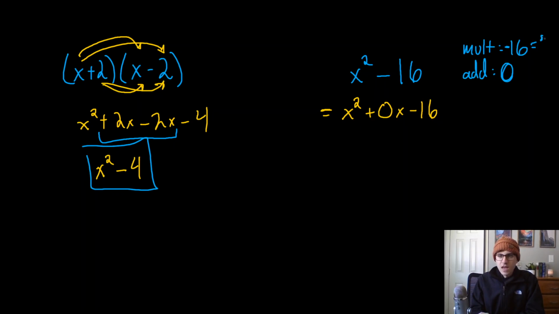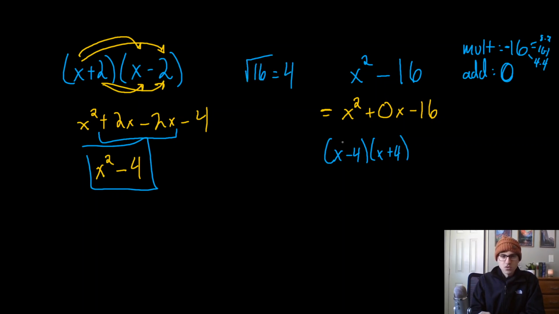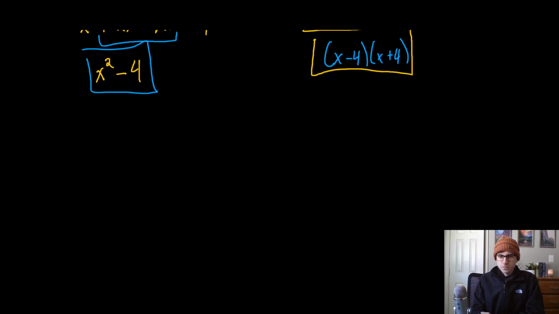Multiplying to 16 is 8 and 2, and 16 and 1, and 4 and 4. 4 times 4 is 16. 4 plus negative 4 is 0. So then this would factor into x minus 4 and x plus 4. A simple way to do this is if you just take the square root of 16, that's 4, and then you just have plus 4 and minus 4, right? So that's the pattern. Let's do one more example where we might factor the difference of two squares.